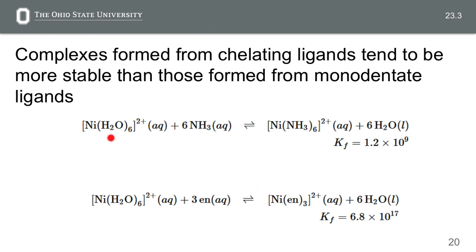Here we have a nickel complex. We put it in water with ammonia, and it forms this nickel ammonia complex with a formation constant of 1.2 times 10 to the 9th. If we do the same thing, but instead of using ammonia, use ethylene diamine, we form a complex with a much greater equilibrium constant. We get 6.8 times 10 to the 17th. That one, as evidenced by the magnitude of K, is a much more stable compound. Okay? So keep that in mind.